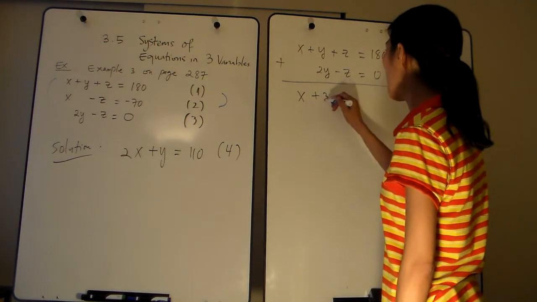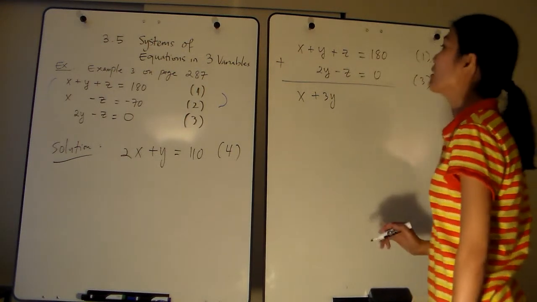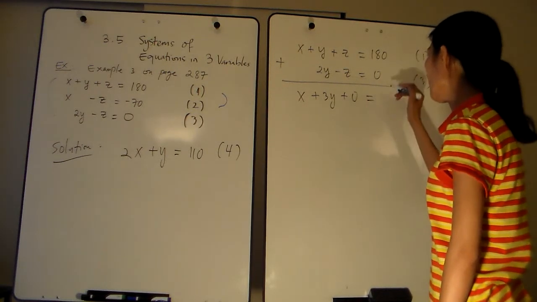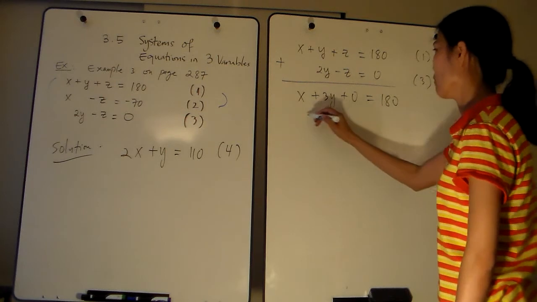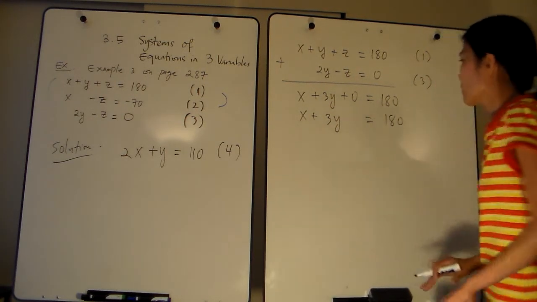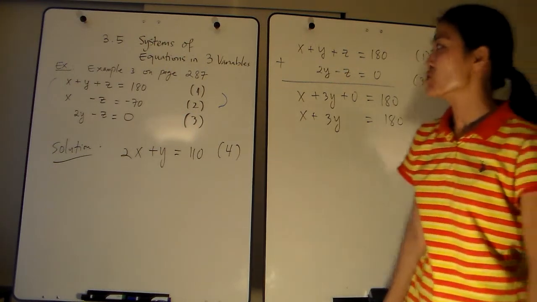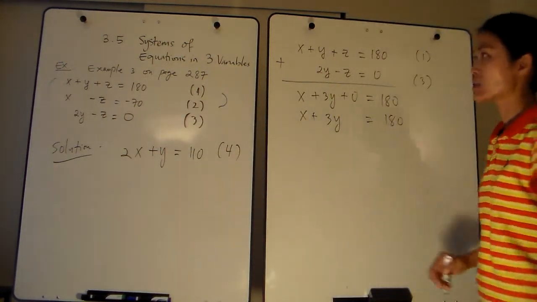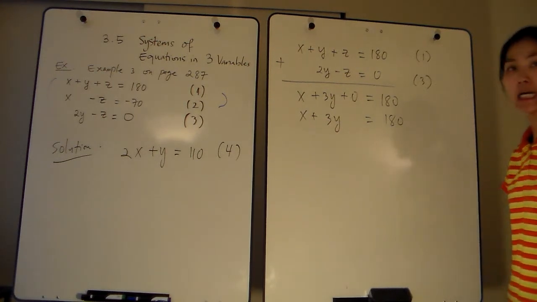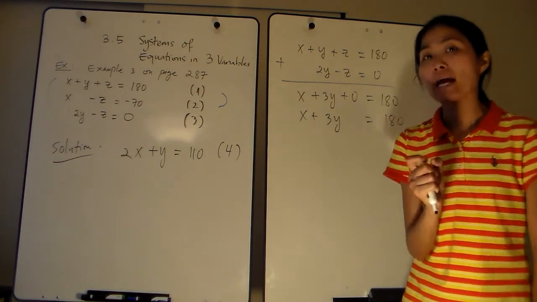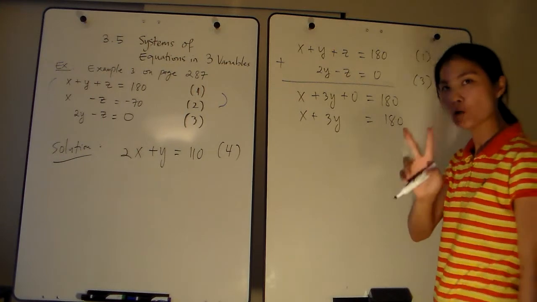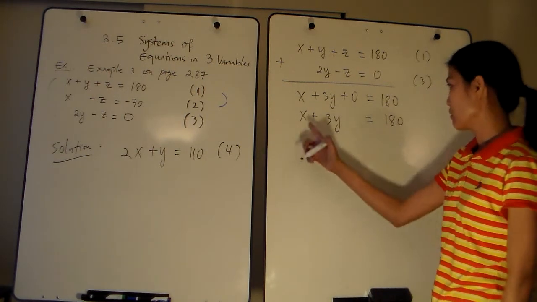y plus 2y is 3y, z plus negative z, or z subtract z, is 0. 180 plus 0 is 180. Simplify, we have x plus 3y equal to 180. Alright, we just used the first and the third equations with 3 variables to generate one equation with 2 variables, x and y. Remember, you eliminate the same variable, so that you can get 2 equations with 2 variables.